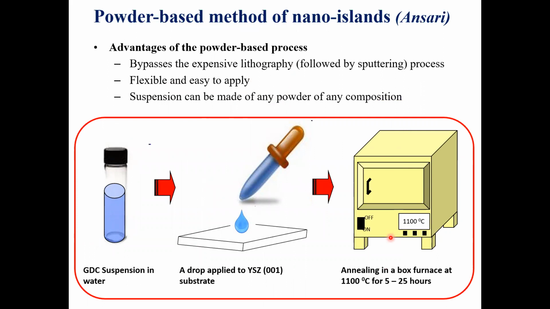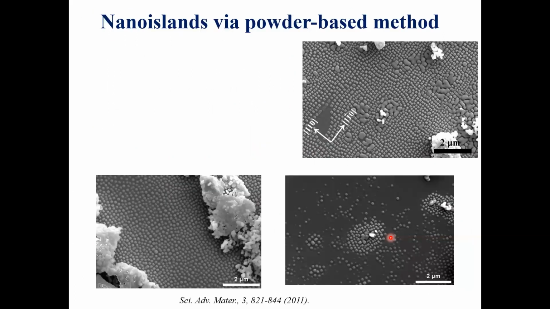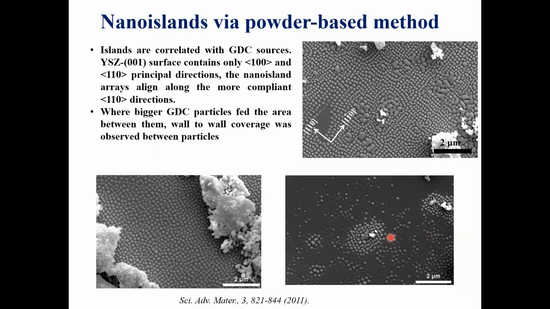So that has added flexibility. We can test all kinds of powders or source material and all kinds of substrate. So you can see the powder-based technique actually works very well. You can see the remnant powders, but you can see nano-islands forming around the source powder particles. Here you can see an intact source powder particle, a lot of agglomeration, but wall-to-wall nano-islands forming around the particles.